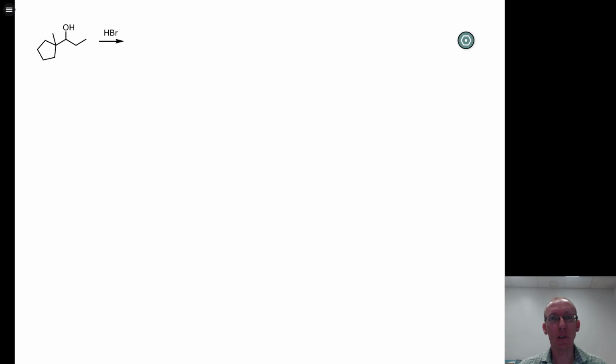Okay, so this question is all about carbocation rearrangements. We've got an alcohol and a strong acid, and so we're going to form a carbocation, but that carbocation may not be stable and may rearrange before it combines with a nucleophile to give the product.